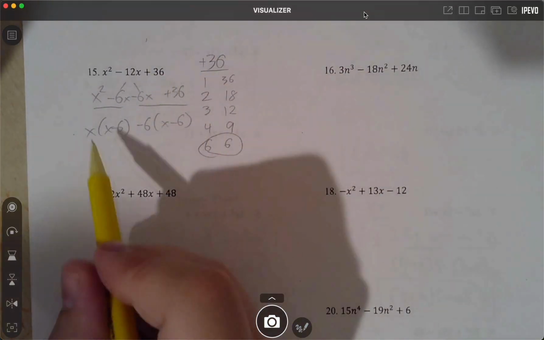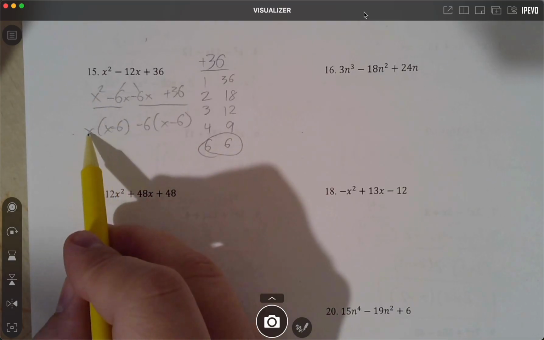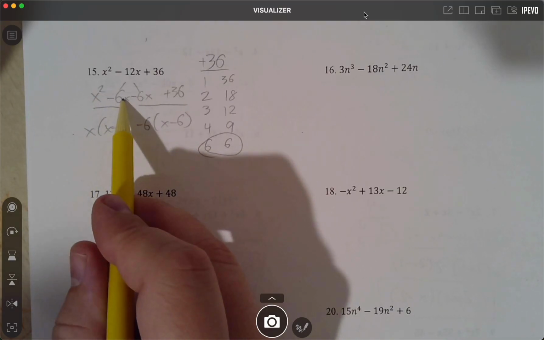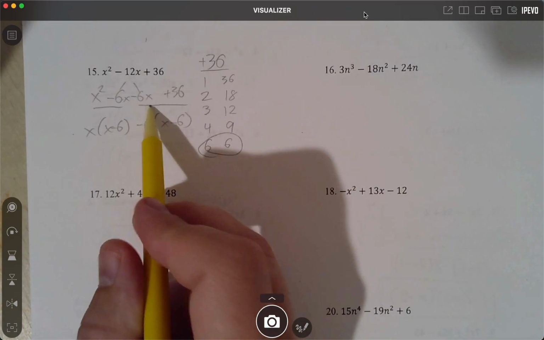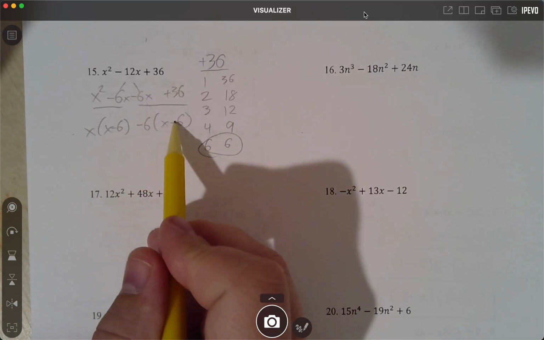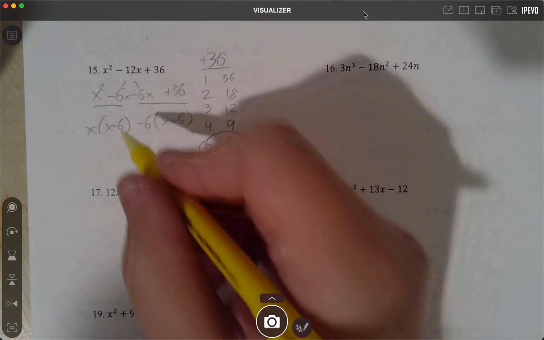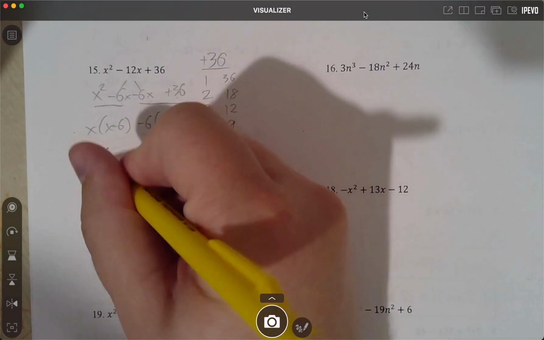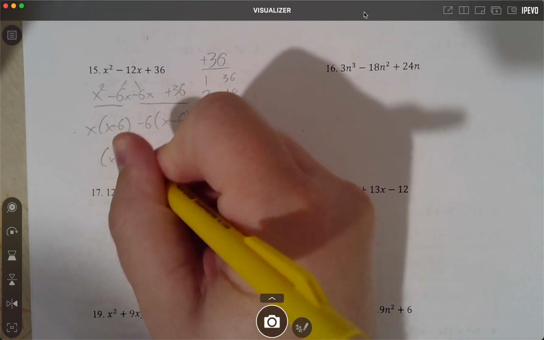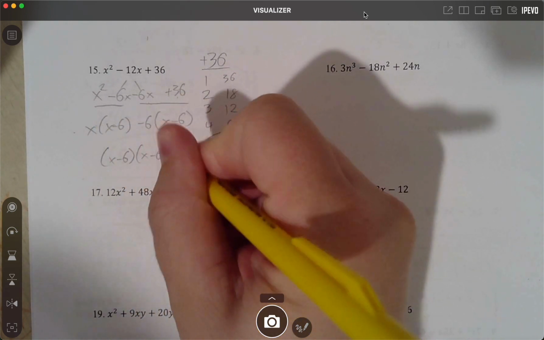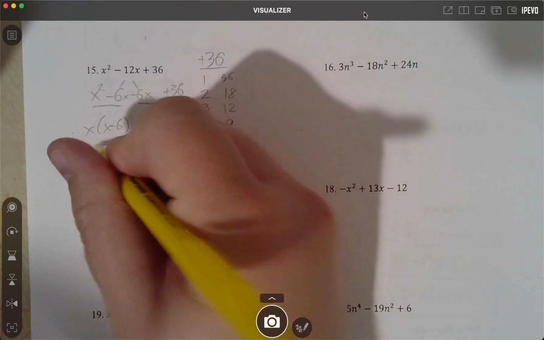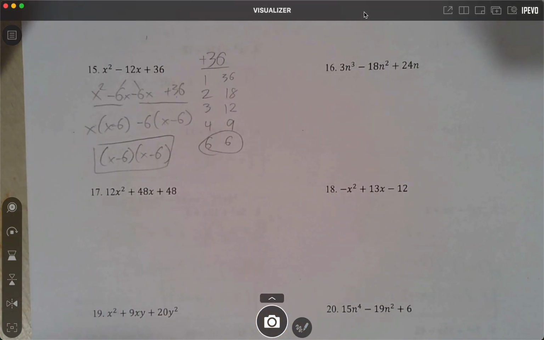Double check, again, x times x is x squared. Yep, there it is. X times negative 6 is negative 6x. There it is. Negative 6 times x is negative 6x. There it is. Negative 6 times negative 6 is positive 36. Yes, there it is. So now what's shared? That parentheses x minus 6. What's left over? The x from here, the negative 6 from here. I get a perfect match. This is going to show up in 6.3.